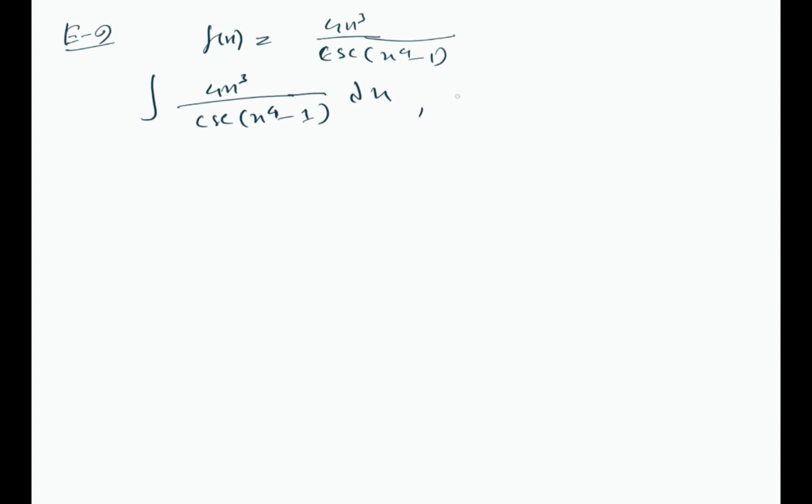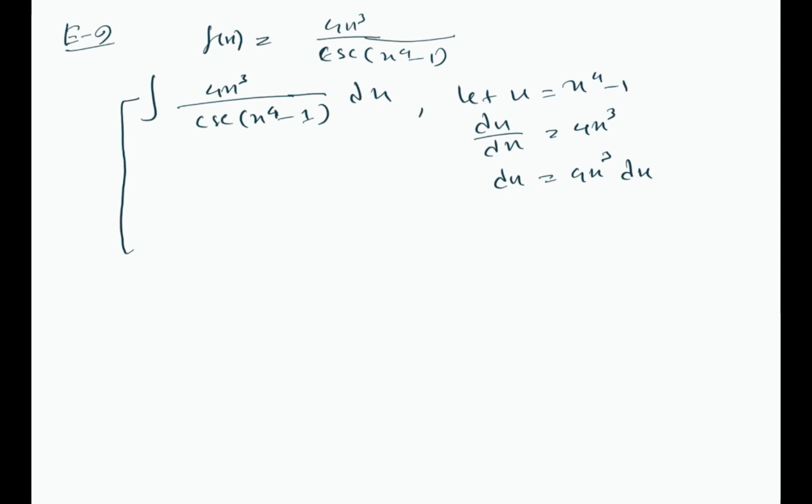So let u be equal to x to the power 4 minus 1. So du dx is equal to 4x to the power 4 minus 1, which is 3. Therefore du is equal to 4x to the power 3 dx. So we can rearrange our integral.